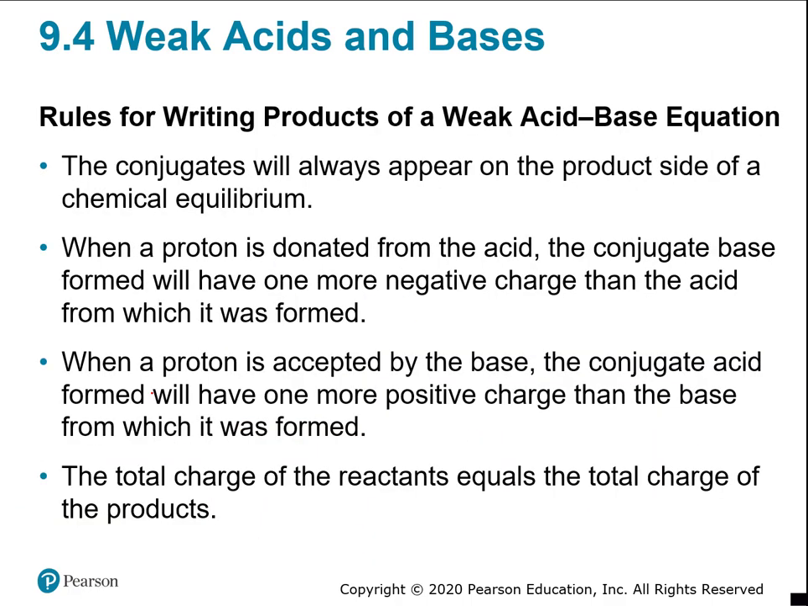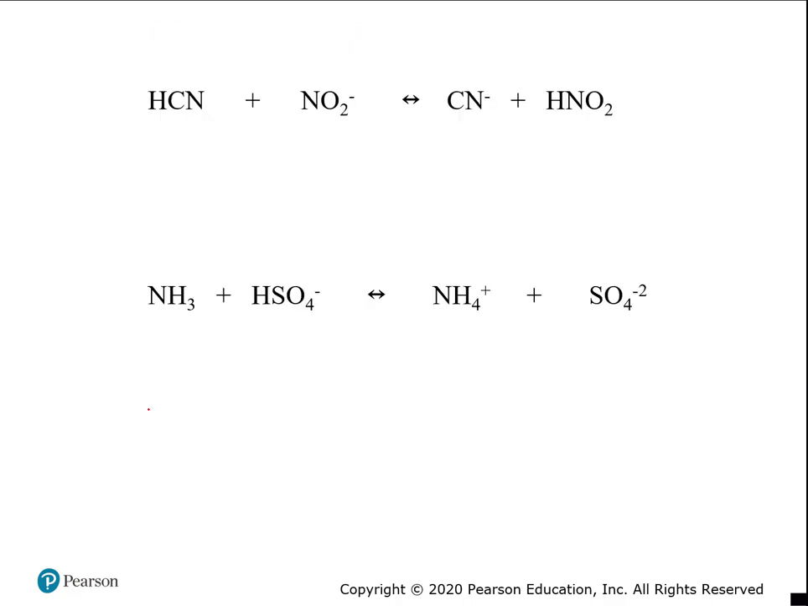Okay? Let's look at another one. This one. What if I add NO2 minus? Reaction's going to go to the right, because I add reactant, the reaction is going to shift forward or shift to the right. What if I add CN minus? To the left. It's going to go to the left because that's adding a product, so it'll shift in reverse.